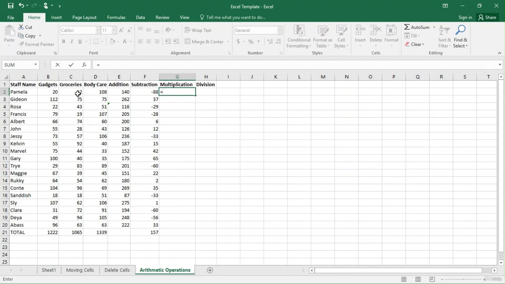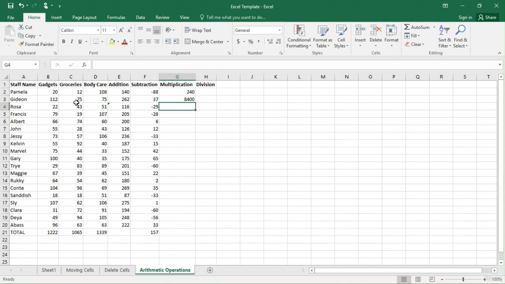So equal to B2 multiplied by C2. And you have it. So ideally, when you type in 20 times 12 in your calculator, you have 240. Let's try this again for Gideon. Let's multiply B3 multiplied by C3. And here we have it, 8,400.